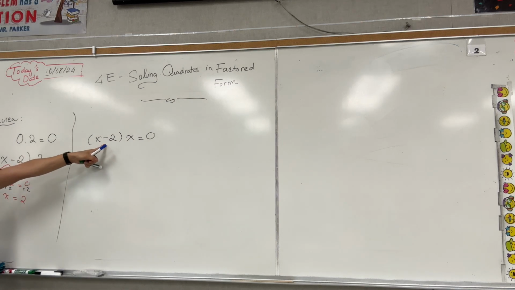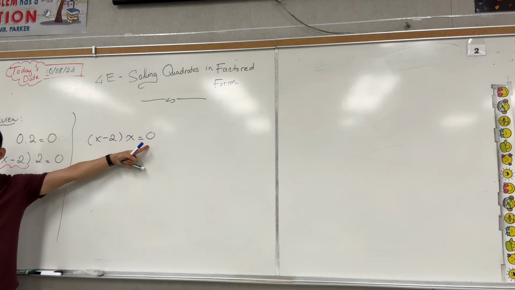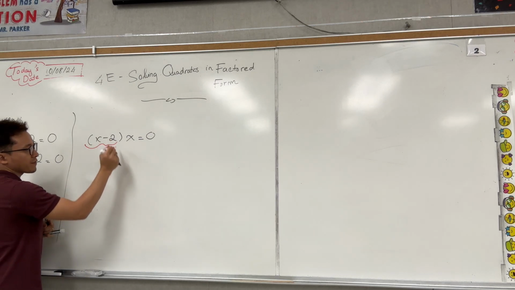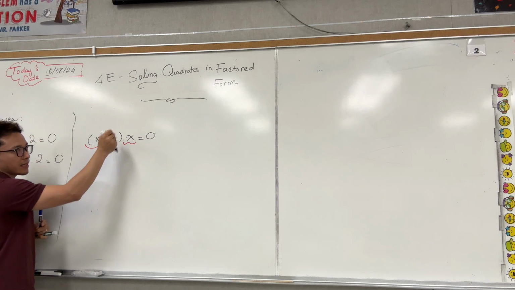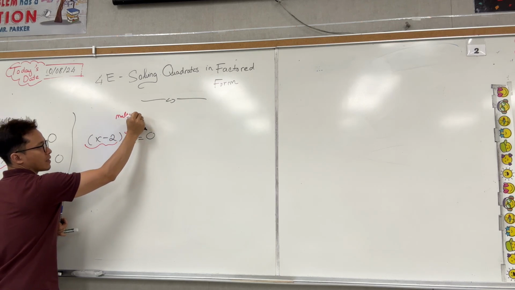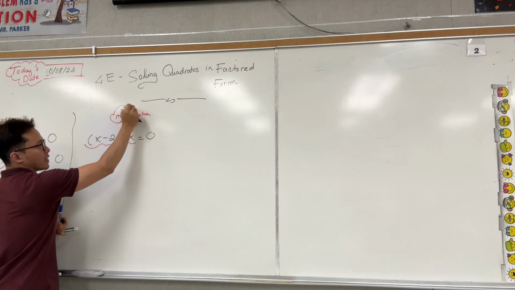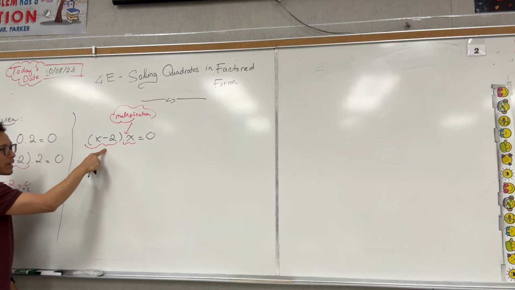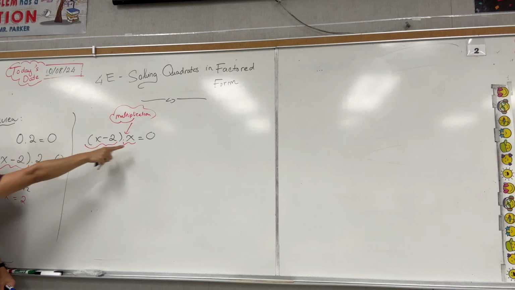First, if this one is 0, then it will be 0. Do you agree? We have two factors. This is the first factor, this is the second factor, because this is multiplication. Only works for multiplication, okay? If you multiply something by 0, it will only be 0.